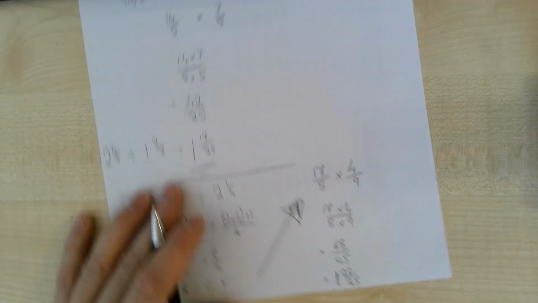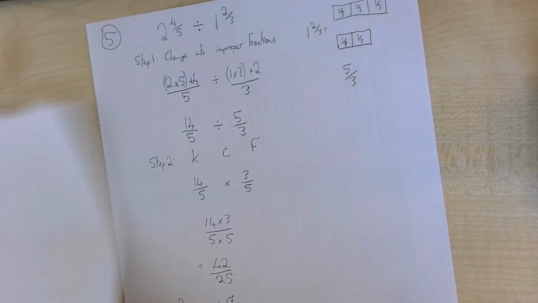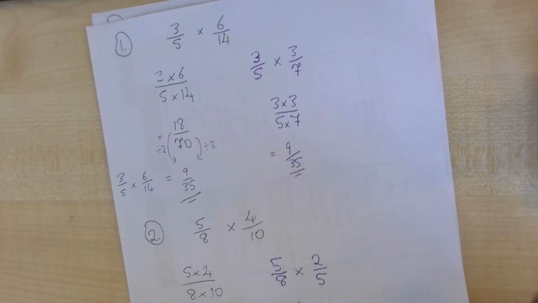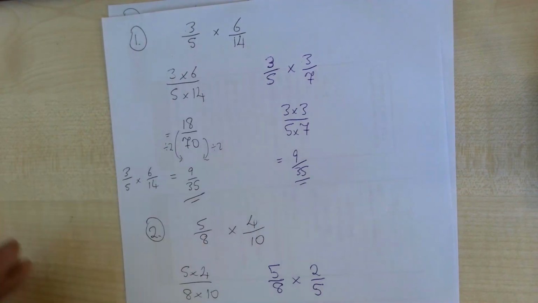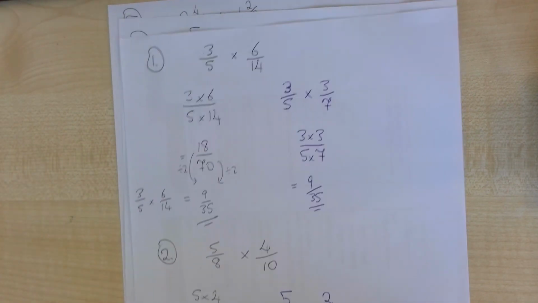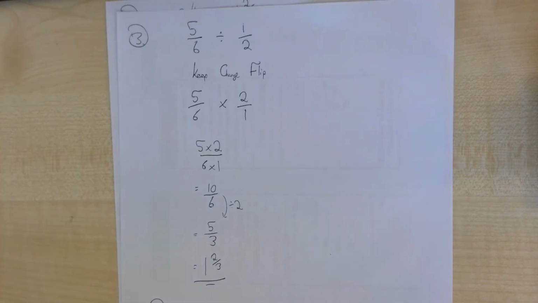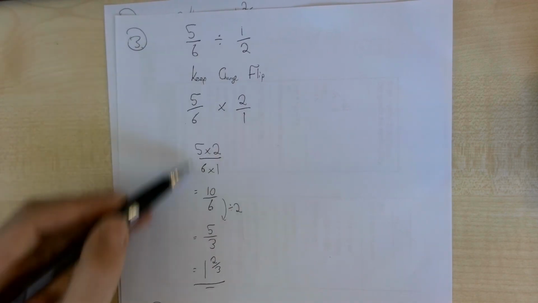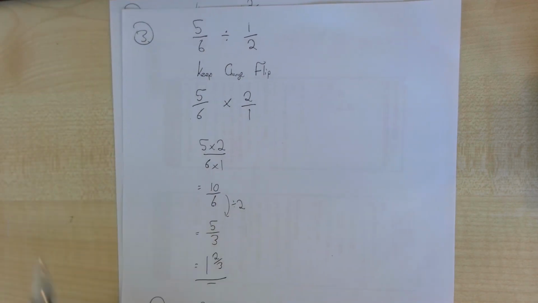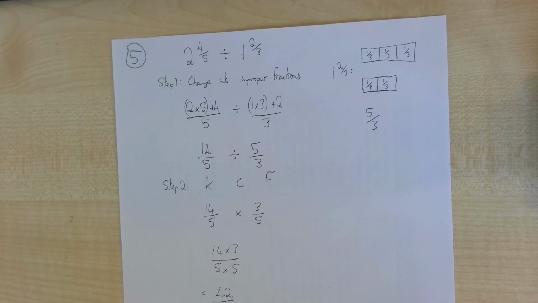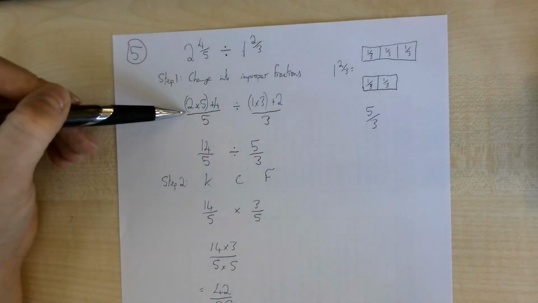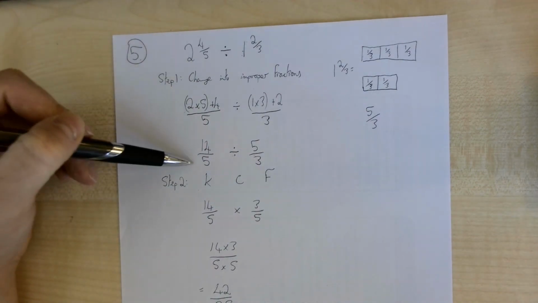And that has taken you all the way from, first of all, multiplying fractions, which is the easiest bit, just multiply straight across. Dividing fractions, keep, change, flip, and then do your multiplication. And with mixed numbers, change them into improper fractions and then carry on from there.